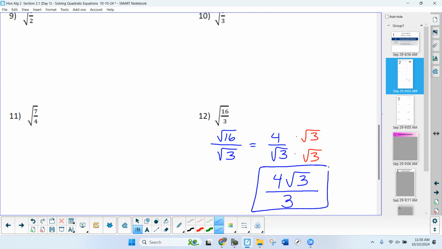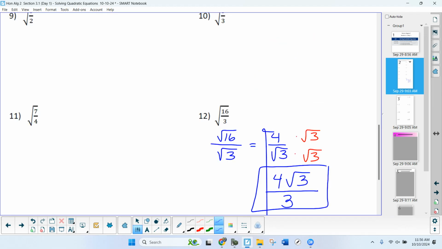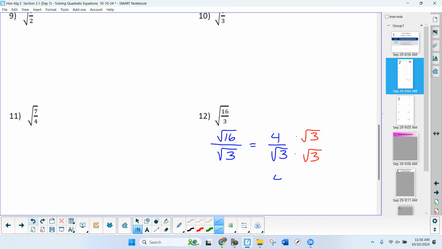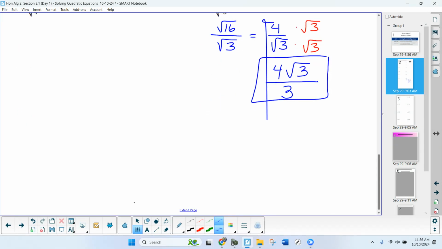Now, someone asked a very good question. Ignore that line that's going through everything. They said they have 4/3 square root of 3. Is that the same thing?